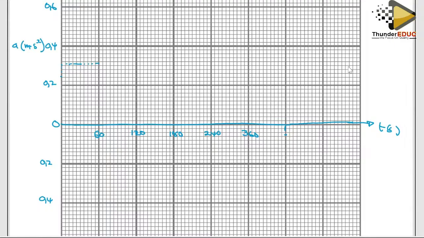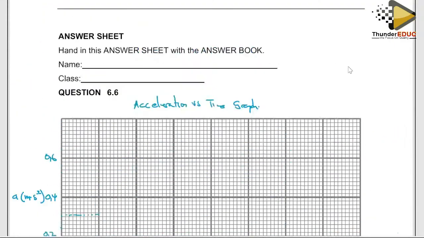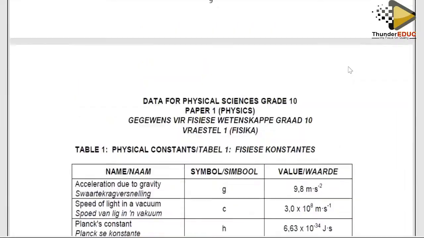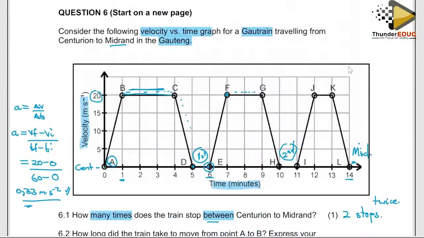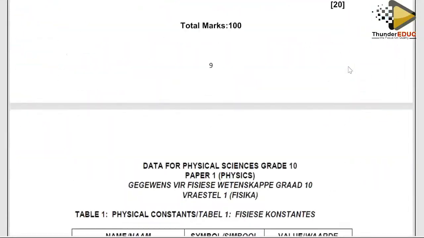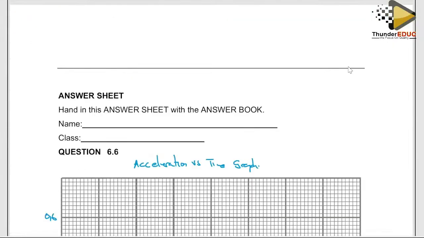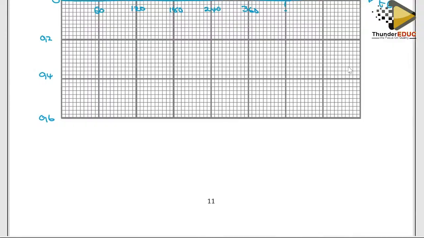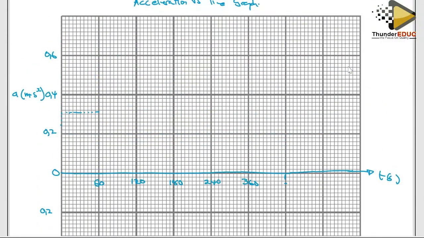So let me check the time it took. It was minutes. How many minutes was it? It was a minute, right? So it's going to be 60 seconds, right? So it's going to be for 60 seconds there. So here, this is where I'm having that. I'm going to put that line there, right? So it's going to be from A to B. So this is my A to B, my first part, like that.